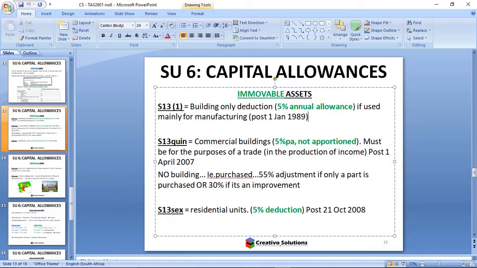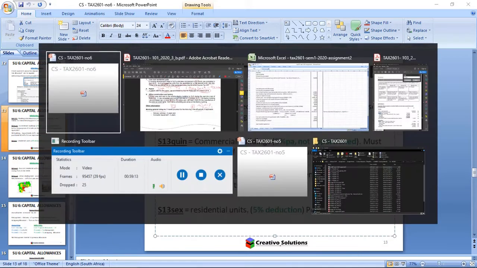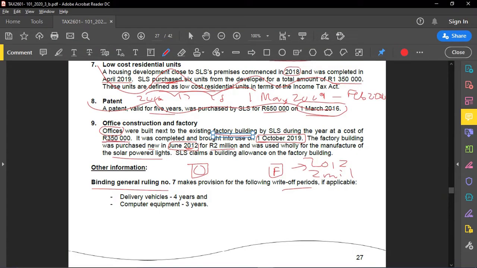Okay, then we have a commercial building. 5% per annum must be for the purposes of a trade, so in production of income, which it is. It's post 2007, which it is. Okay, so if I'm looking at the office, I'm going to then apply the 5% to the office that was created, the 350,000. That was during the year, so that's fine.